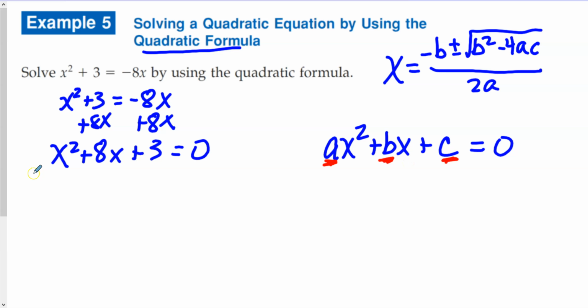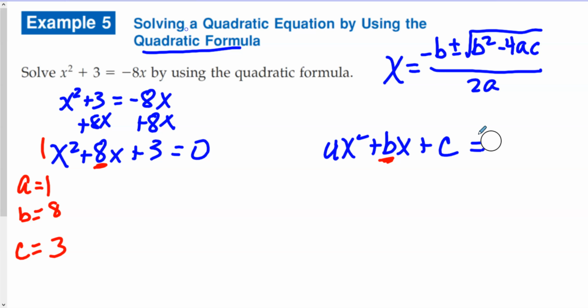So for me, it's always helpful to write out what's a, what's b, and what's c and then put those into the quadratic formula. So in this equation, there's no number next to the x squared, so it's implied to be a 1. The number next to the x is an 8, and the constant is a 3. So I just put a, b, and c into a, b, and c in this formula like this.